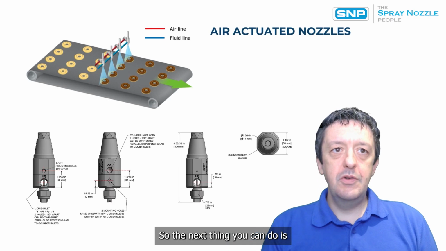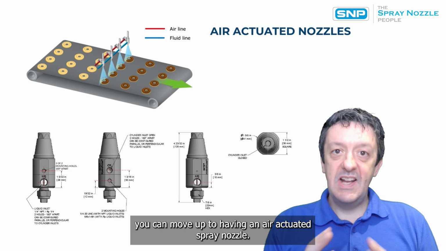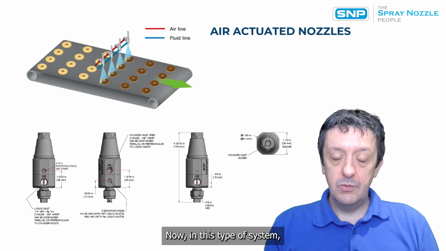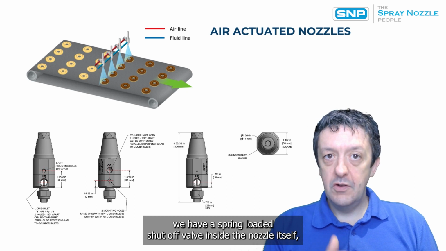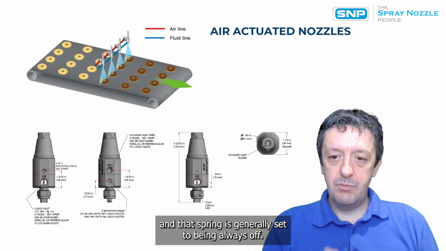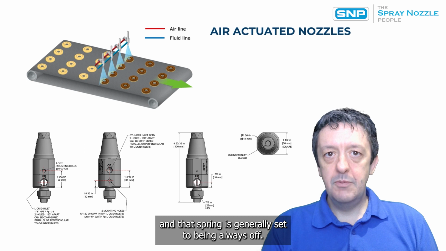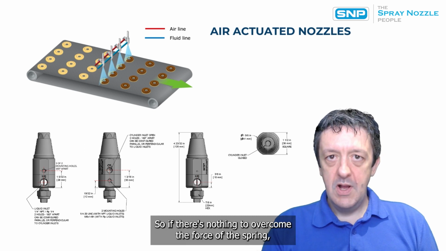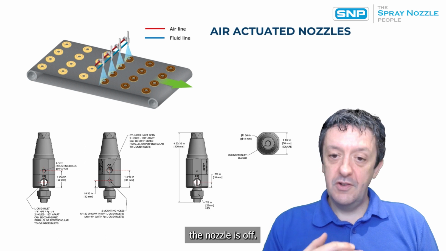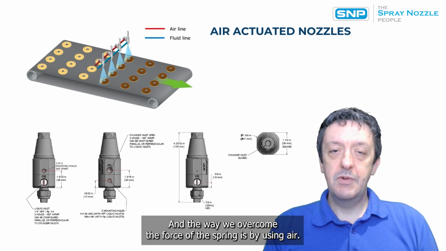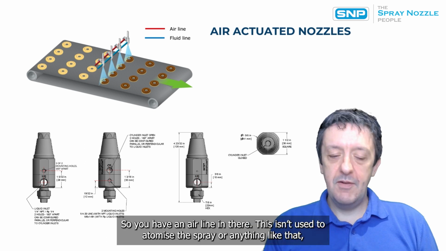So the next thing you can do is move up to having an air-actuated spray nozzle. In this type of system, we have a spring-loaded shut-off valve inside the nozzle itself, and that spring is generally set to being always off. So if there's nothing to overcome the force of the spring, the nozzle is off. And the way we overcome the force of the spring is by using air. So you have an air line in there.